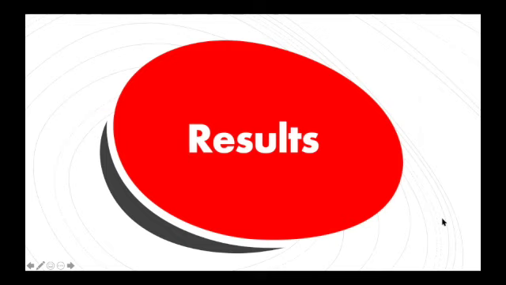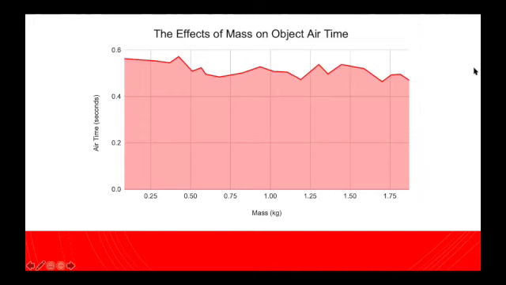Okay, and now for our results. The effect of mass versus airtime had minimal effect based on this graph. Everything was pretty much still constant. One thing you can probably deduce from the graph is that as our weight increased, our time seems to decrease, but in actuality, it stays pretty constant. It might have decreased because of errors within the system.